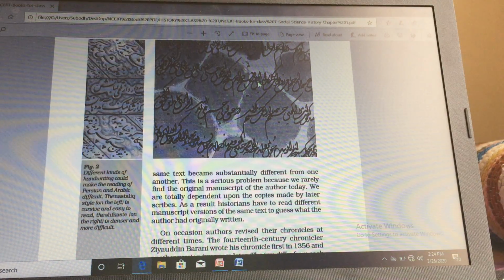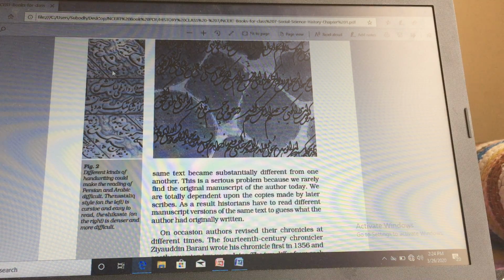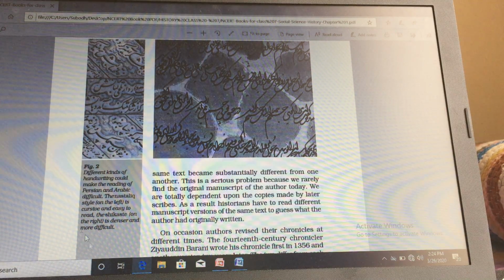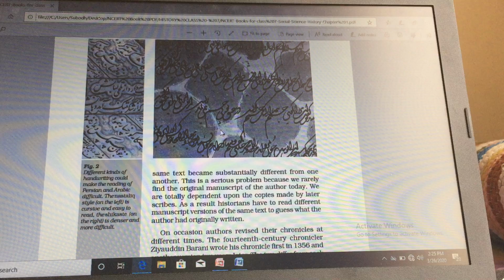Yes, here are the two writing styles of Arabic and Persian, that is Shikaste and Nastaliq. The Nastaliq style is cursive and easy. You can see this. This one is Nastaliq, which was quite easy to read, and this one is Shikaste, which is very dense and difficult to read.